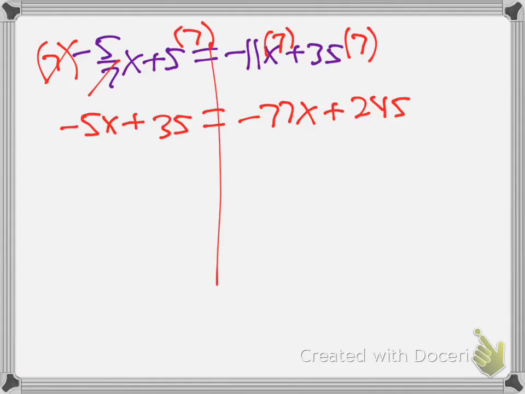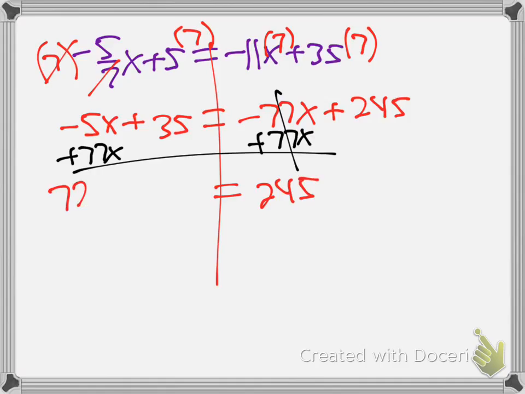Got to finish solving this. Got to get x alone. We got x's on both sides. So remember what you do. You get rid of one of them, right? You don't want x's on both sides. So you add 77x to both sides. Or you could have added 5x to both sides. It doesn't matter. Just do the opposite of one of the x's to get rid of one of them because you don't want two, right? So where are we at now?